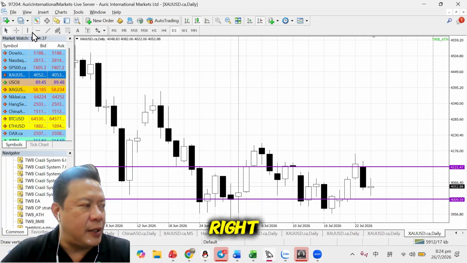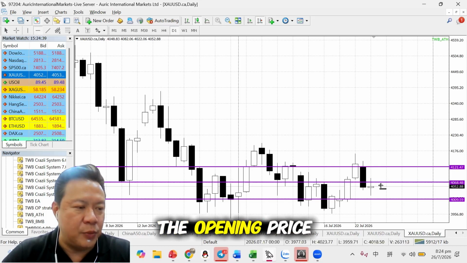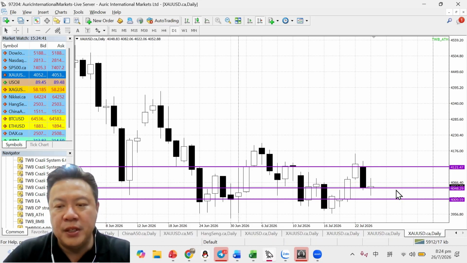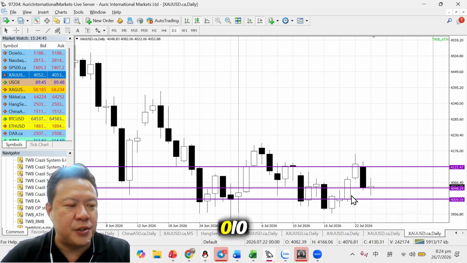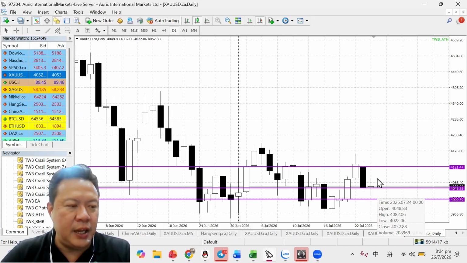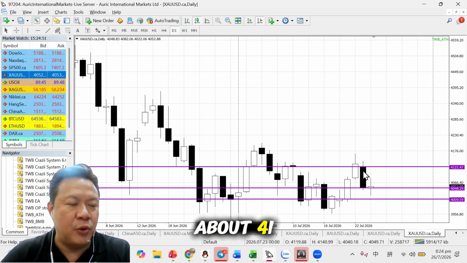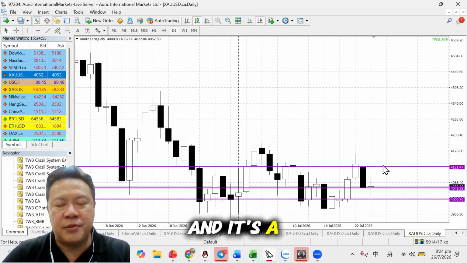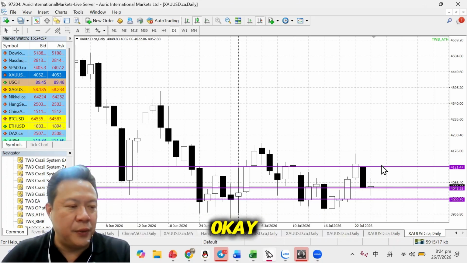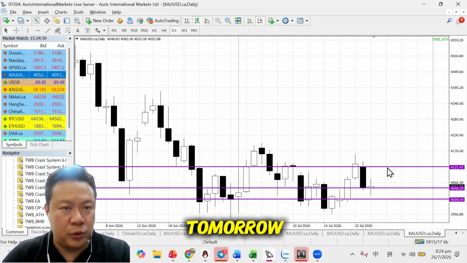Of course, by right, the next KCB is actually at the opening price of this white candle. So 4048, if it breaks down, then the next target is 4010. If the market stays above OP, it's set to go up, then the target is 4119. These are all not drawn to scale, and it's a rough estimated level. So that is the goal for tomorrow.